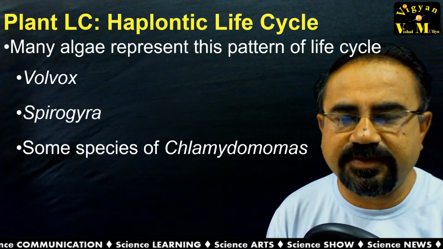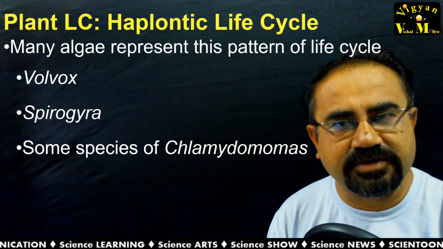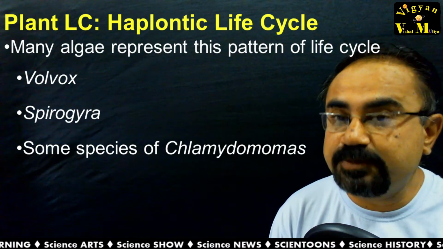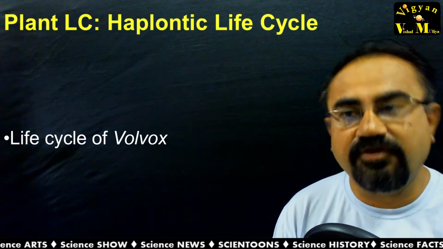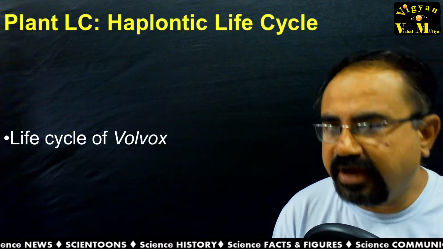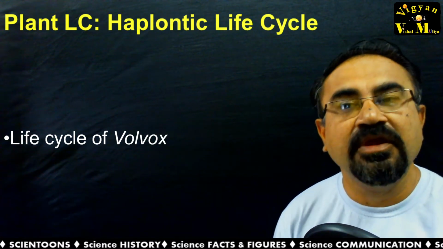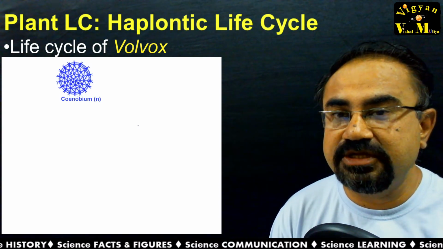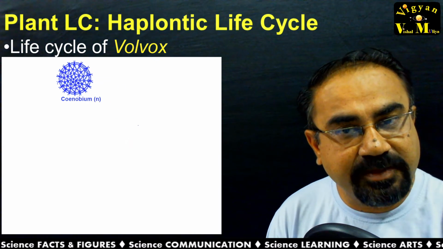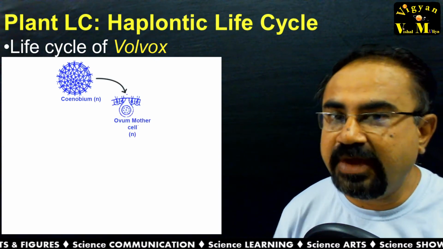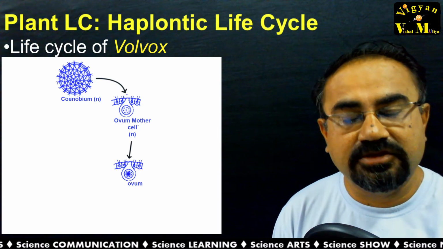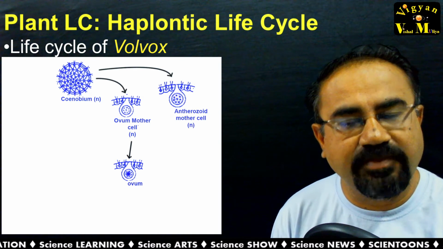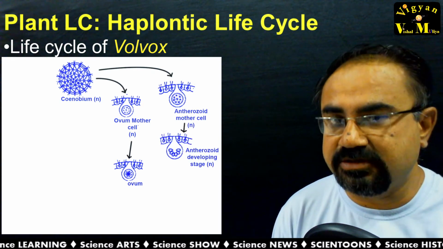Such a life cycle is presented by algae like Volvox, Spirogyra, and some members of Chlamydomonas species. Let me go through the life cycle of Volvox as one representative example. In the life cycle of Volvox, the dominating one is the colony. This colony is giving rise to female gamete, that is the ovum, by mitosis. Likewise, it is giving rise to male gamete by mitosis.